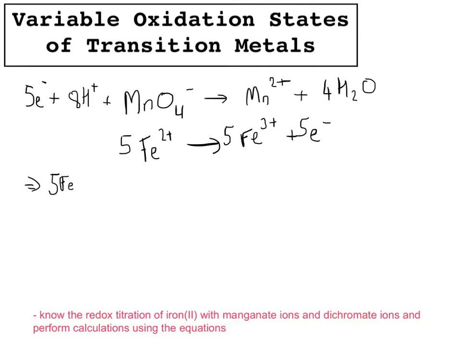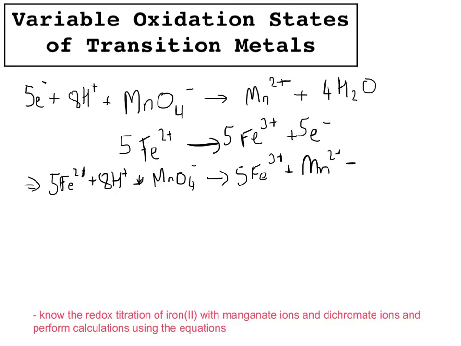5Fe2+ plus 8H+ plus MnO4- goes to make 5Fe3+ plus Mn2+ plus 4H2O. And it's the ratio between the iron 2+ and the manganate ions, or any of them to be honest, they could ask you a question about any of this, that will be used if you're asked a question on this.